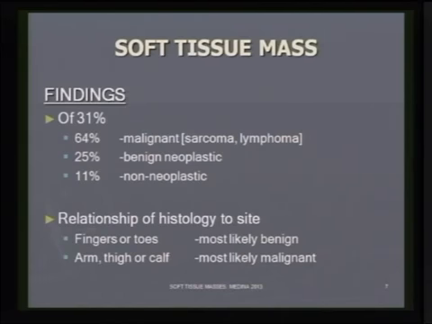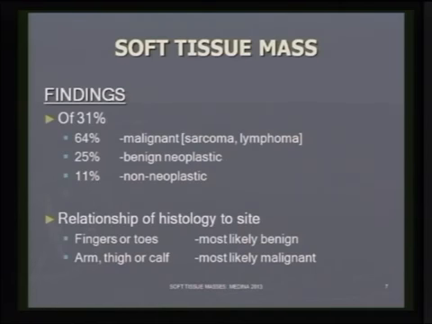In about a quarter of the cases, the lesions were benign neoplastic lesions, and in 11%, they were non-neoplastic lesions. And the differentiation of whether a lesion is likely to be benign or malignant also is related to its location. So certainly in the fingers or toes, if we see a soft tissue tumor in the fingers or toes, it's most likely benign, and as we'll see, that's most commonly a giant cell tumor of tendon sheath.